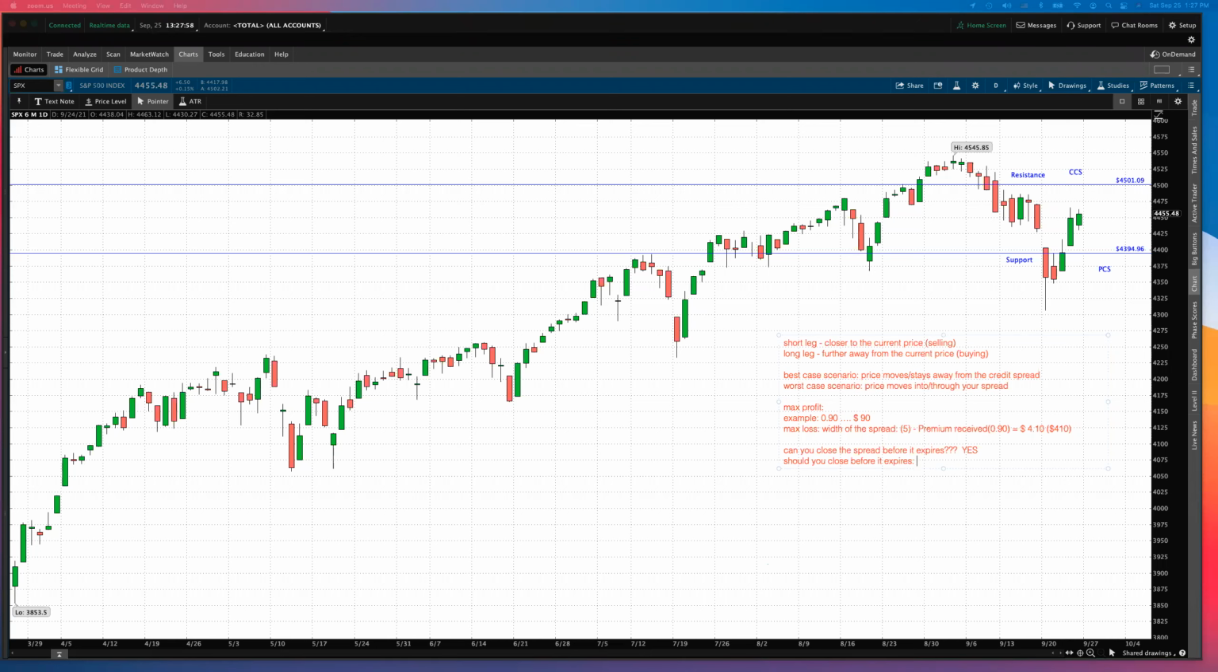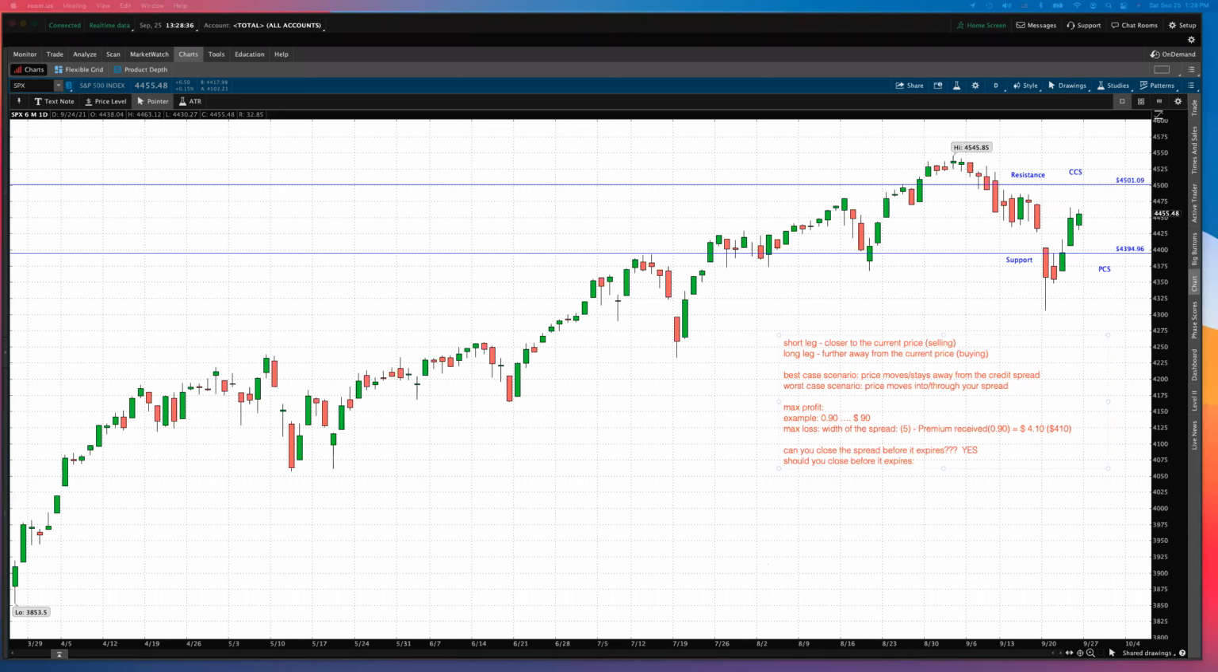My plan says that I have a defined entry and a defined exit. We're talking credit spreads, all right? So if I sell my credit spread for 90 cents, then I will buy it back. Remember, I sold to open the position, and so now I need to buy to close it. So my strategy says sell and then buy to close as soon as you can.